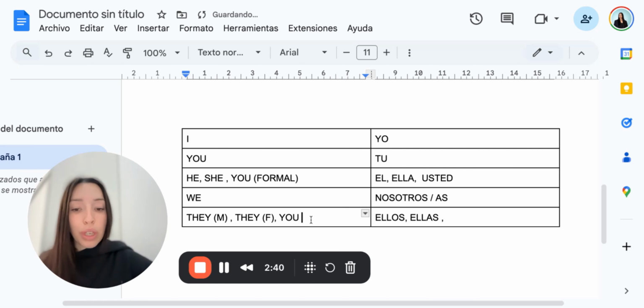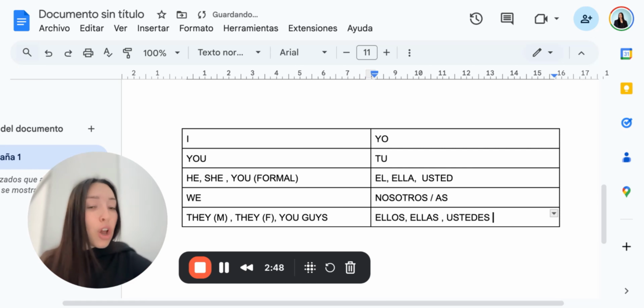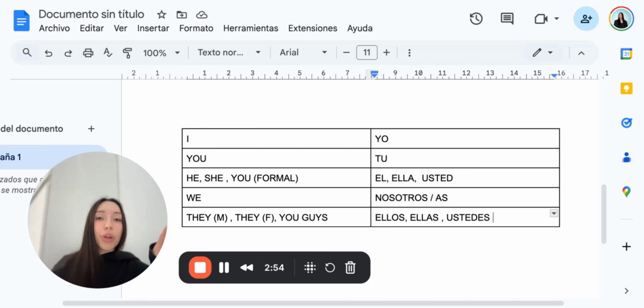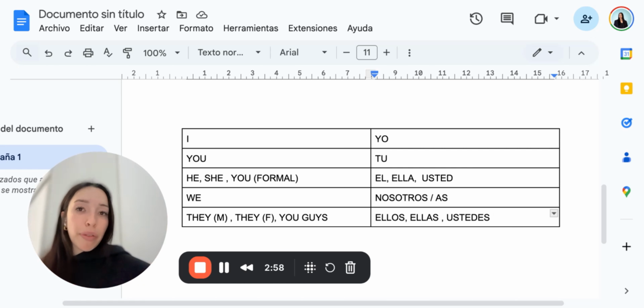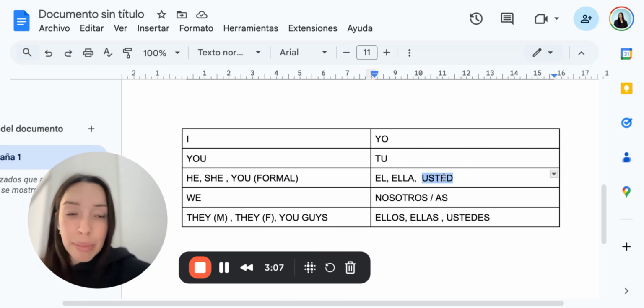And also here we're going to have you guys or you all, which is like this. Ustedes. Ustedes. Okay, before we continue with the conjugation for the verb ser, I want you to understand a couple of things here. So, you, but the formal one, it's not the same as ustedes. You see that they seem very similar, right?